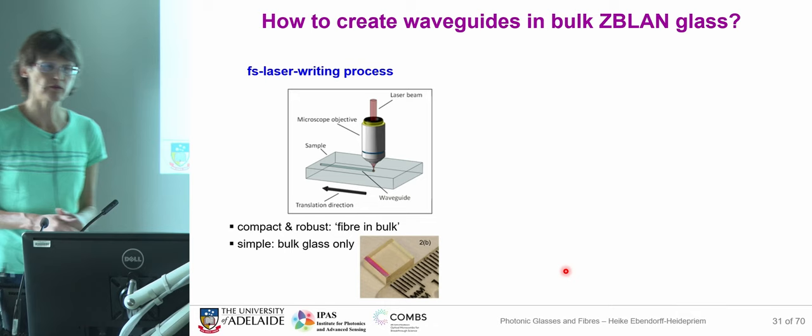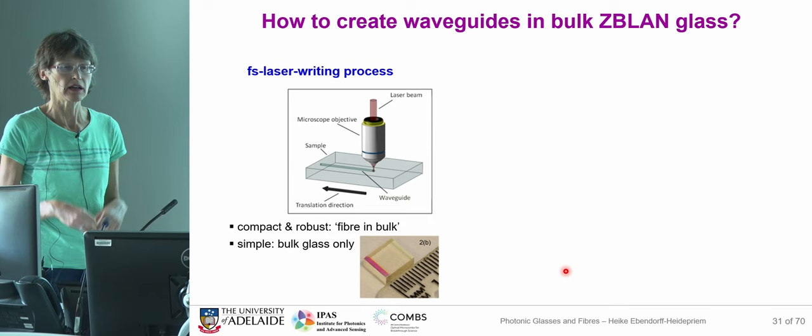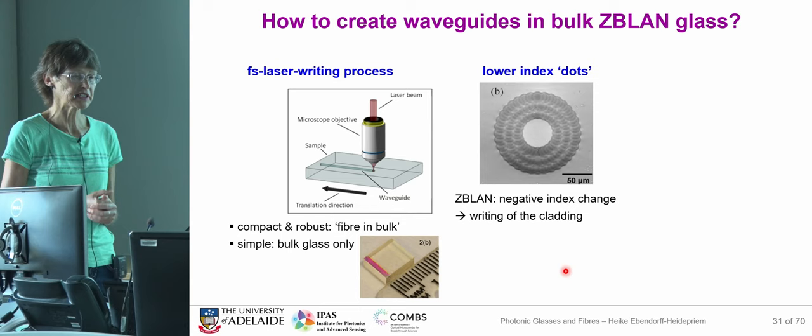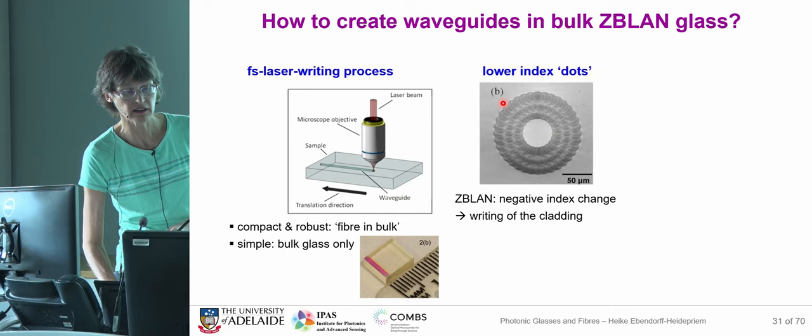And this is done by a femtosecond laser writing process. So the femtosecond laser focuses into the glass, provides a high energy, which then even melts the glass, and this changes then the refractive index. For the ZBLAN glass, interestingly, a negative refractive index change is obtained, and so the cladding of the fiber is written.